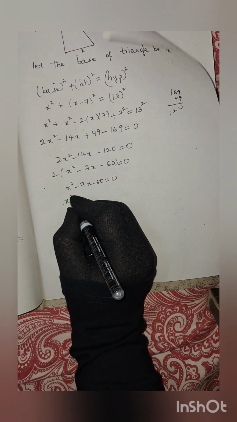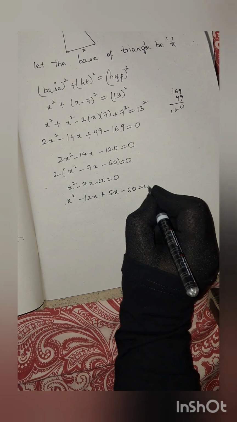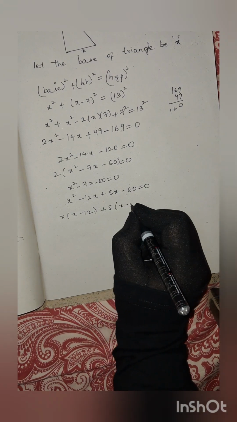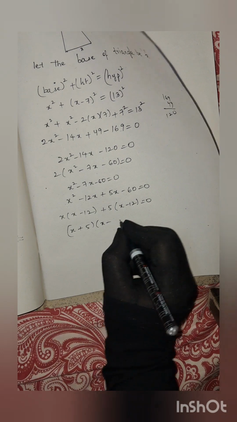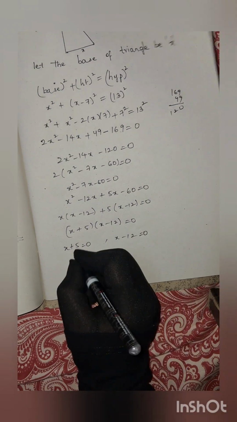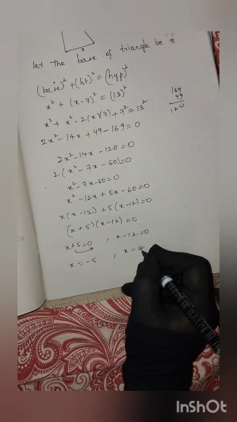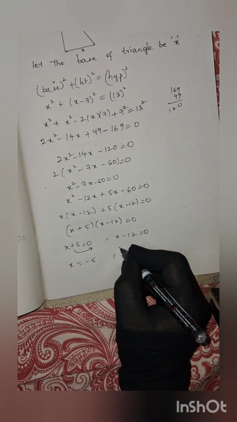Now we have to take the factors for this. 12 5s are 60. So x square minus 12x plus 5x minus 60 is equal to 0. I'm taking x common, x minus 12, plus 5 common, x minus 12 is equal to 0. So (x plus 5) and (x minus 12) is equal to 0. So x plus 5 is equal to 0 and x minus 12 is equal to 0. Plus 5, I'm sending that side. x is equal to minus 5, x is equal to 12. Since we don't consider negative values, x is equal to 12 is the value.